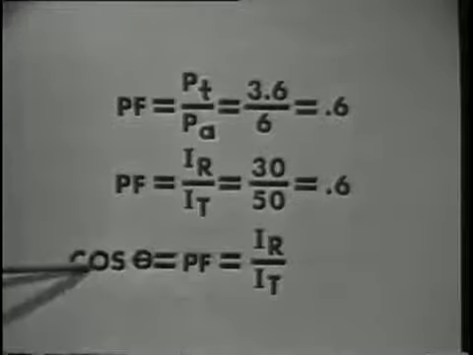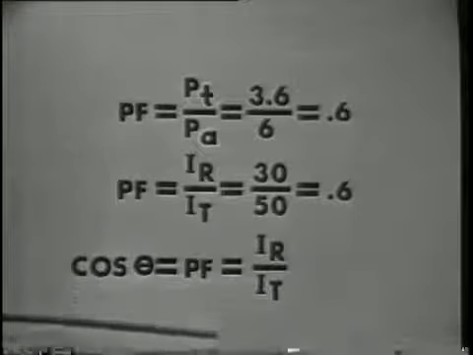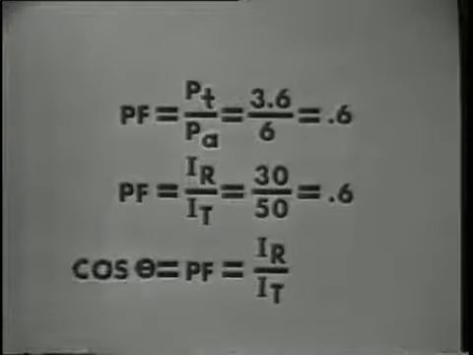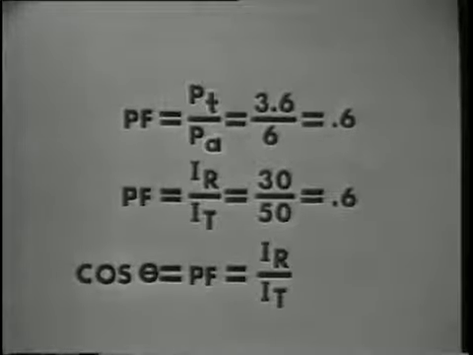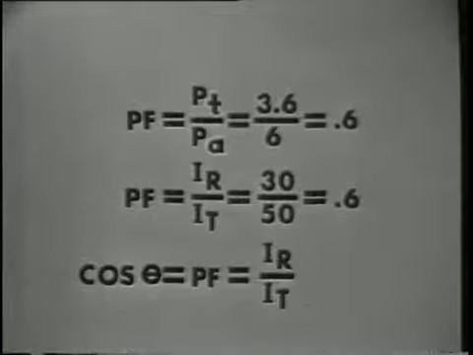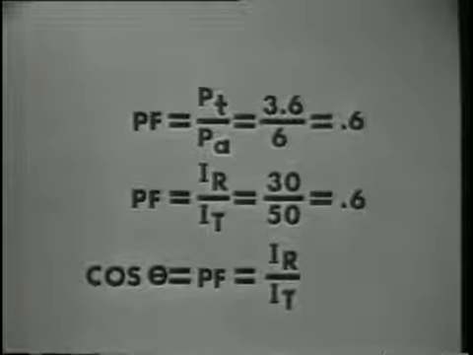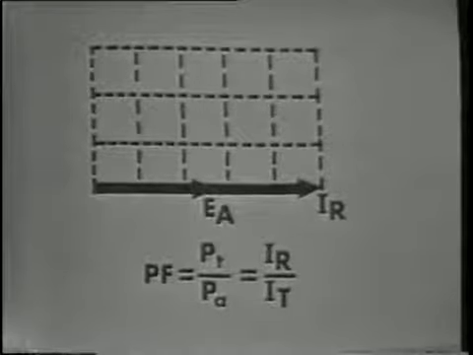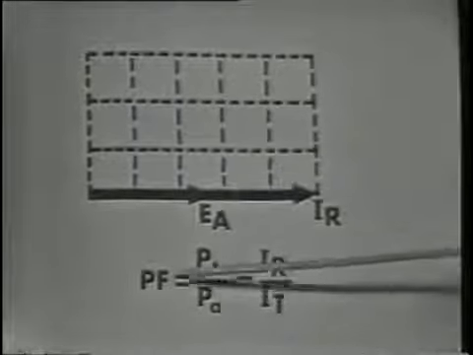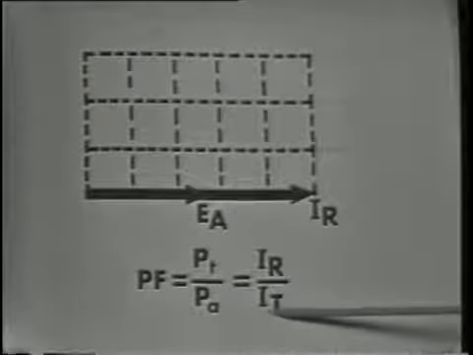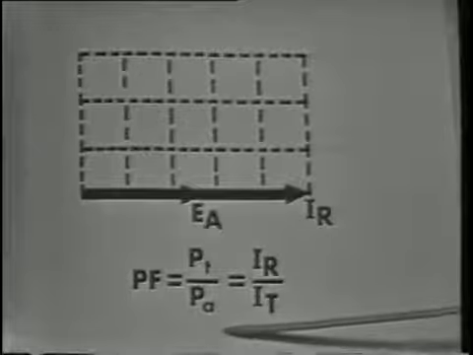Also notice that the cosine of angle theta equals IR over IT, or the cosine of theta equals the power factor. And now we can see how the phase angle will influence the power factor, or influence the efficiency of our circuit. For example, if the circuit were purely resistive, the power factor would equal 1, because IR would equal IT, the true power would equal the apparent power.